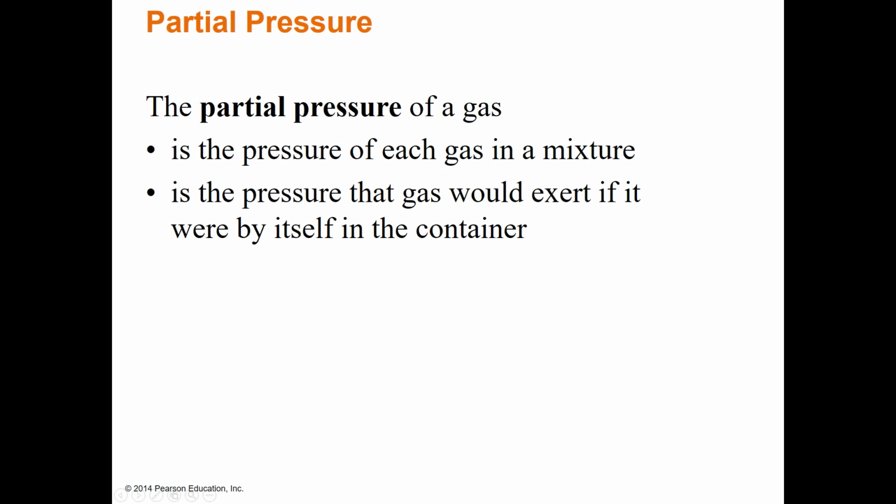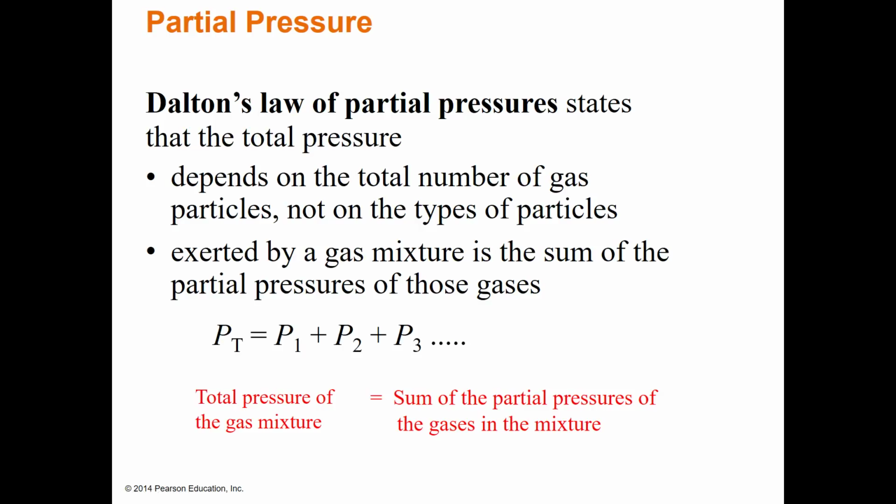So Dalton's law of partial pressures states that the total pressure depends on the total number of gas particles and not on the types of particles. The pressure exerted by a gas mixture is the sum of the partial pressures of those gases. So the total pressure of a gas mixture would be P1 plus P2 plus P3, the individual partial pressures of each of the gases in the mixture. Does that make sense?